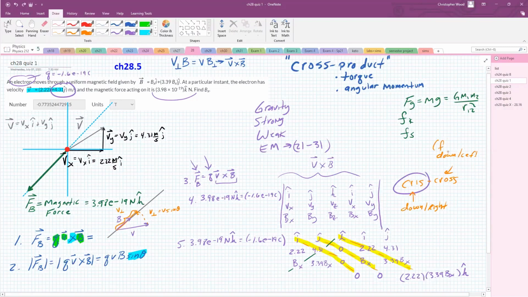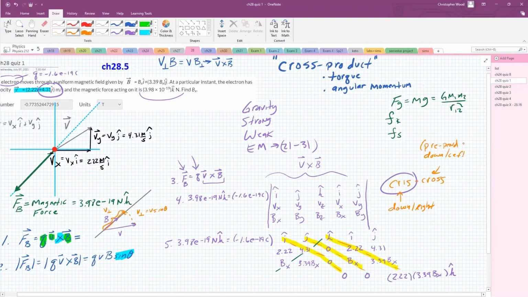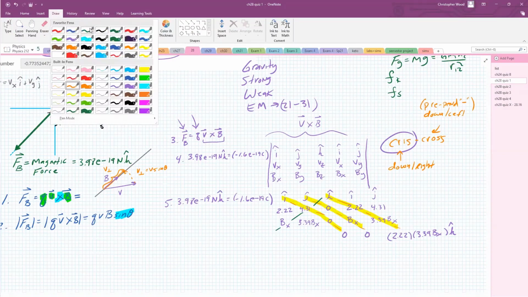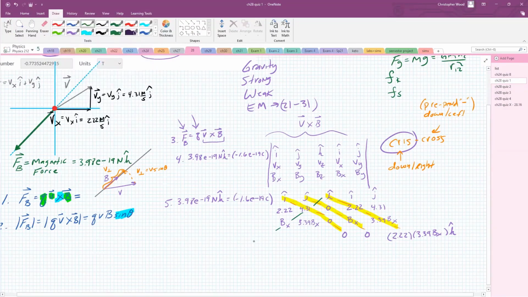I'll just say prepend a negative. Prepend means tack on at the very start. Okay, so I have to tack on a negative at the very start. We're definitely doing cross product stuff. So here's my negative sign that I just automatically throw in there. And this would be 4.31 bx k hat.